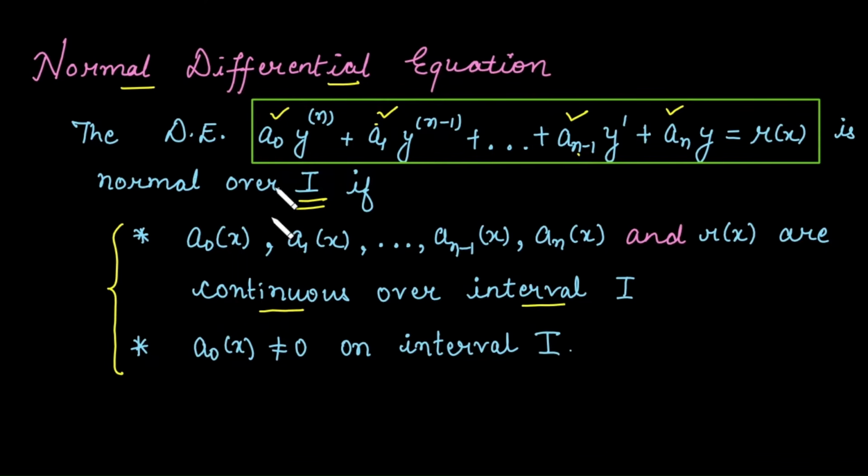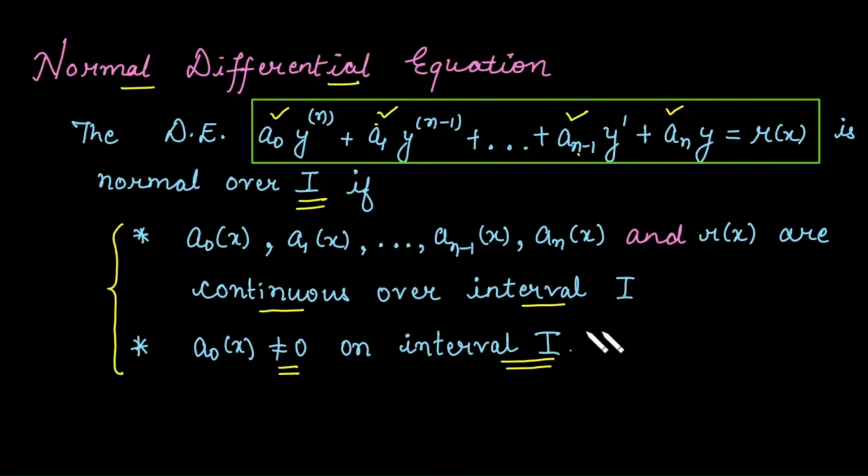with the second condition that the leading coefficient of the differential equation, means take the highest order derivative, whatever the coefficient associated with that derivative, if that is not equal to 0 for any value of x on the given interval, then the differential equation is normal.